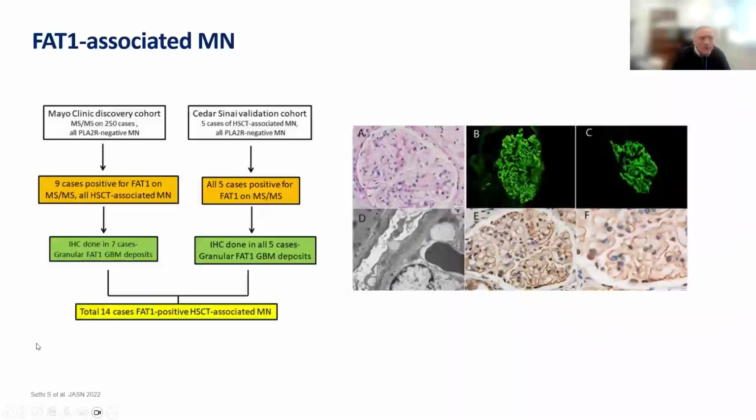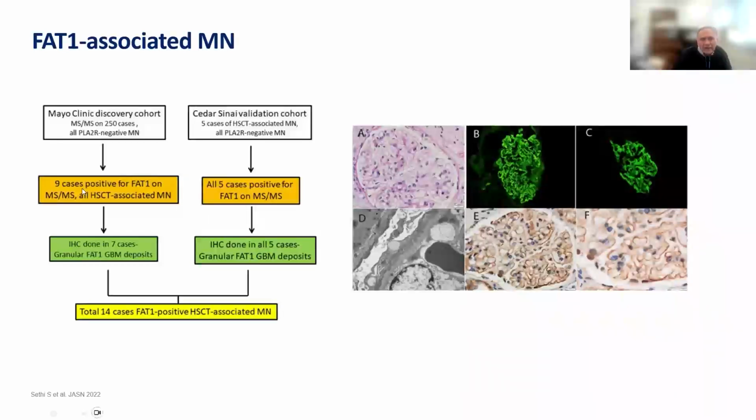Something that has been growing in the last few years is the potential role of FAT1. This was reported by the group at the Mayo Clinic. They took a group of patients with membranous nephropathy who were all PLA2R negative, and in 9 cases were positive for FAT1, and all of them were associated with stem cell transplant associated membranous nephropathy. So it seems to be sort of specific, maybe for patients who have a stem cell transplant.